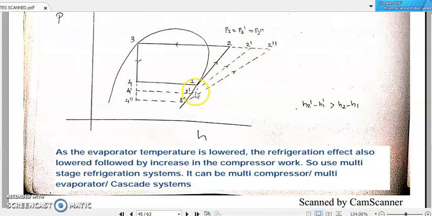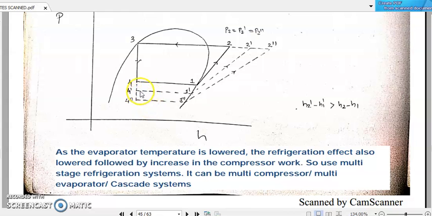So the compressor work required to increase the pressure of the refrigerant at 1 dash towards 2 dash is higher than the compressor work required to increase the pressure of the refrigerant at 1 towards 2. Okay, so what does that mean? H2 dash minus H1 dash. It is very clear from this figure, in this pressure enthalpy diagram, that the enthalpy difference between 2 dash and 1 dash, H2 dash minus H1 dash, will be definitely greater than H2 minus H1. That is written over here.